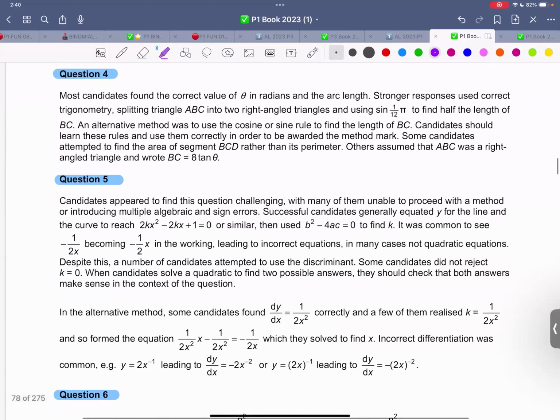Question number 4. Most candidates found the correct value of theta in radians and the arc length. Stronger responses use correct trigonometry.